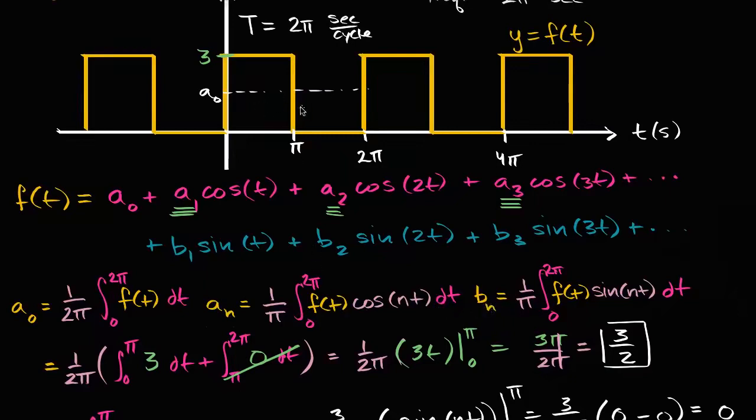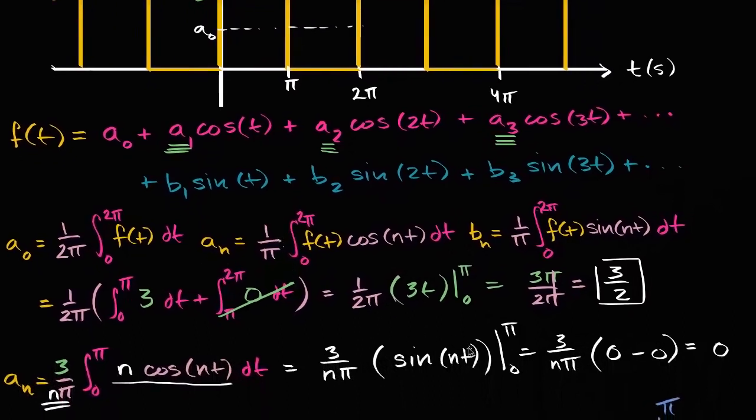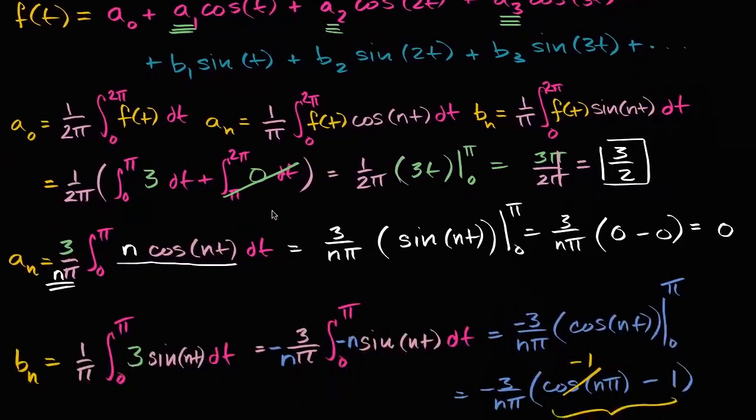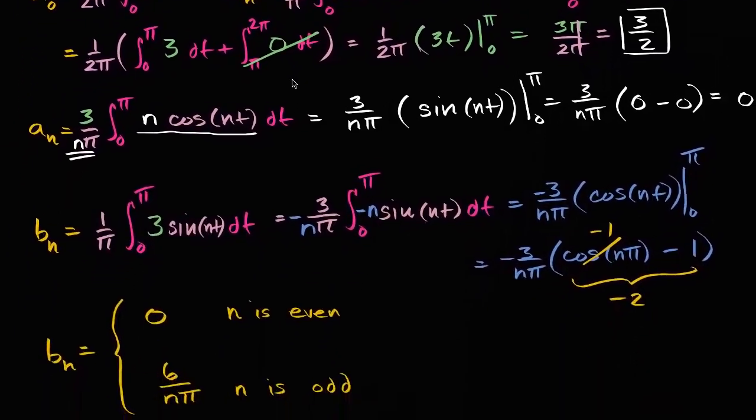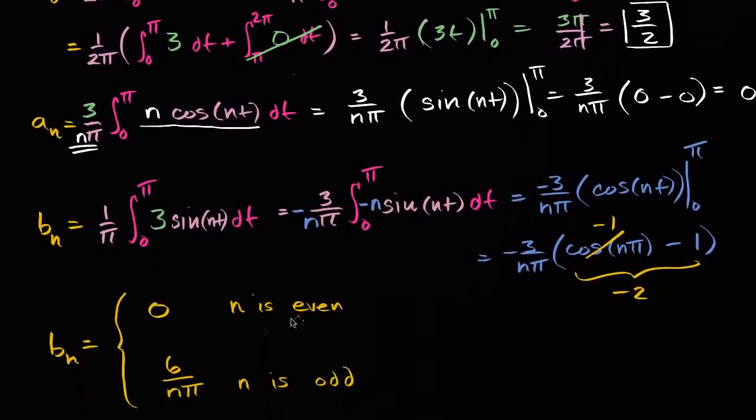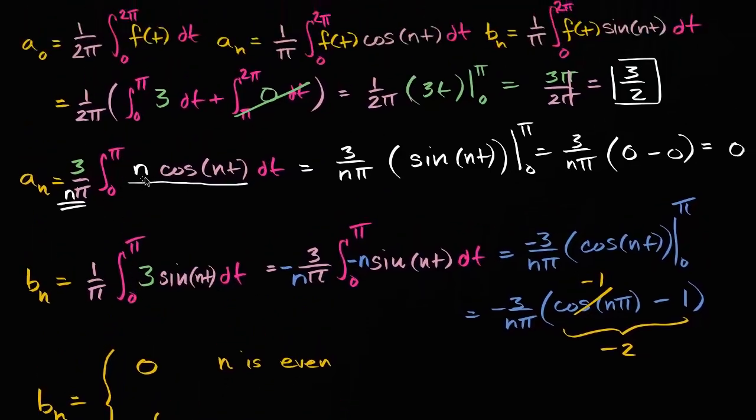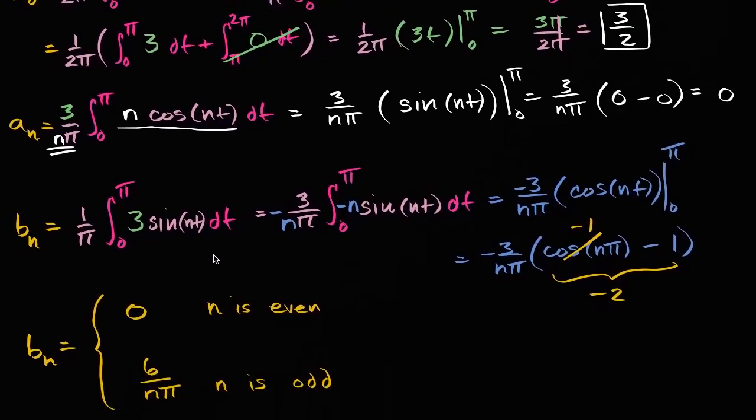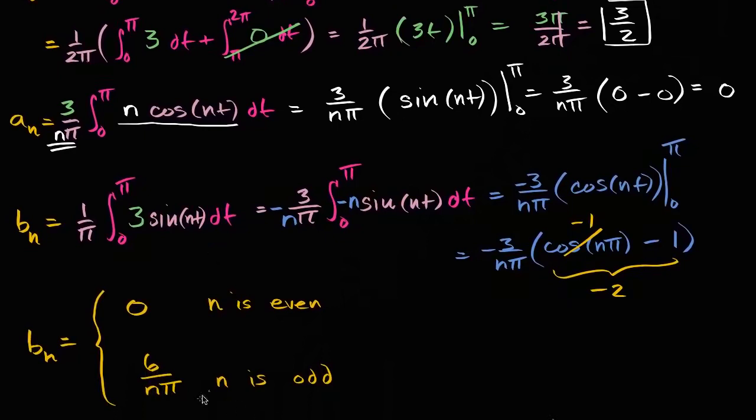And evaluating it for this particular square wave, we were able to get that a sub 0 is going to be 3/2, that a sub n is going to be equal to 0 for any n other than 0, and that b sub n is going to be equal to 0 if n is even, and 6 over n pi if n is odd. So one way to think about it, you're going to get your a sub 0. You're not going to have any of the cosine terms, and you're only going to have the odd sine terms.